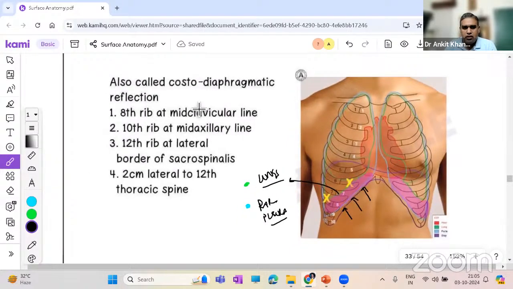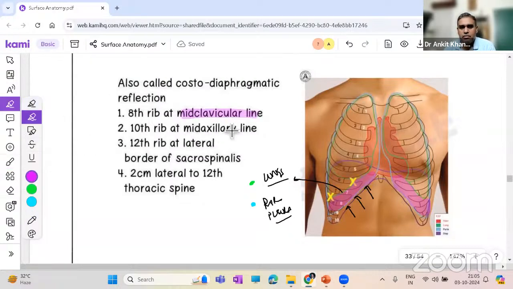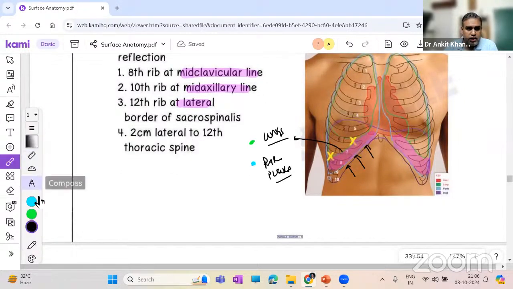Okay, so the inferior margin: 8th rib at mid-clavicular, 10th rib at mid-axillary, and 12th rib at the lateral border of the sacrospinalis, 2 centimeters lateral to the thoracic spine. What is that? You have 3 pointers over here: the mid-clavicular line, the mid-axillary line, and this is known as the paravertebral line. The lateral border of the sacrospinalis is lateral to the vertebrae. So the inferior margin is going from anterior to posterior. Let me simplify this for you as you might be facing difficulties. Very, very important point over here. Listen carefully.